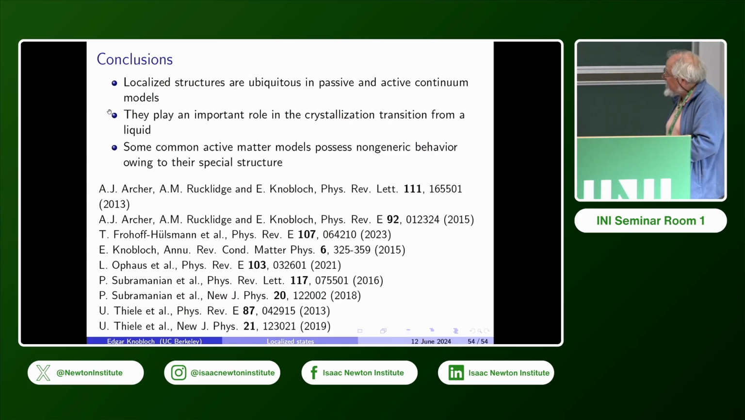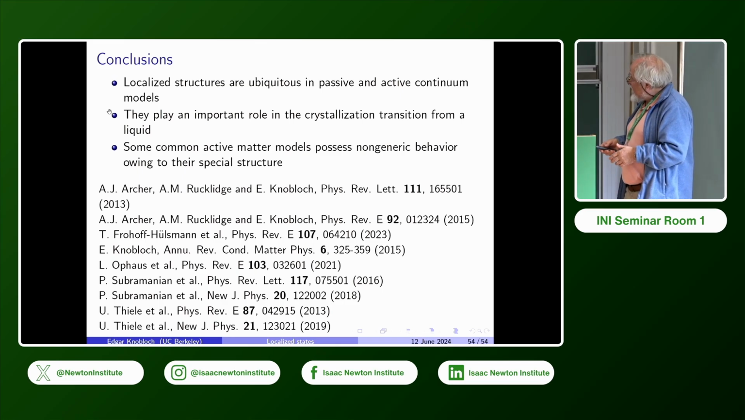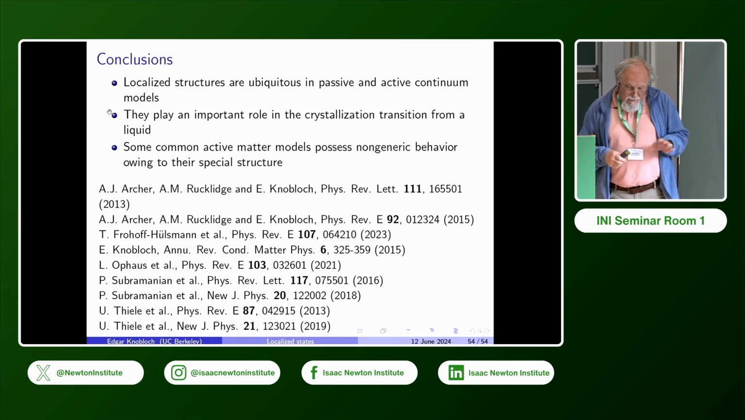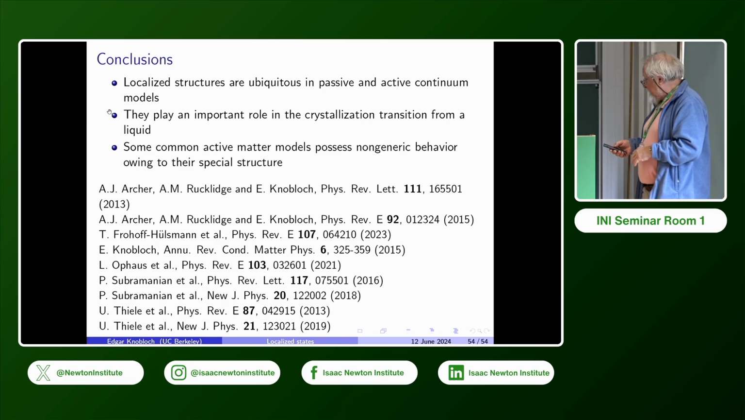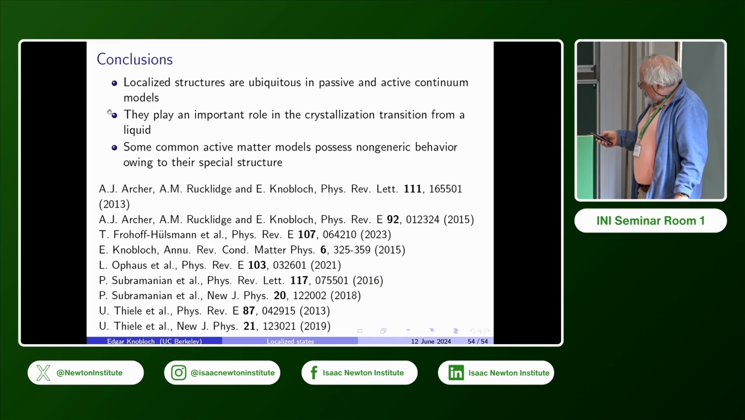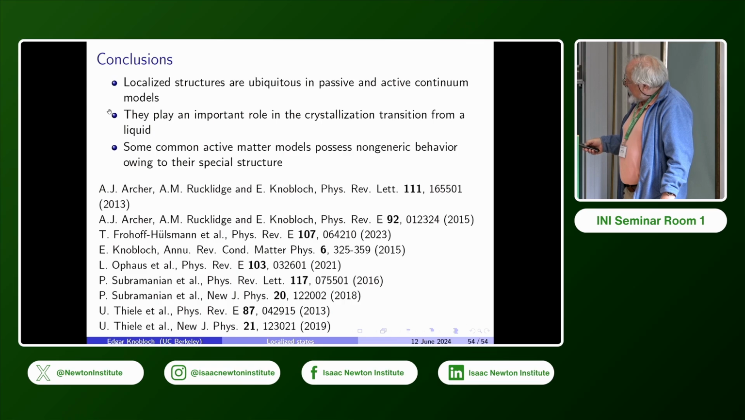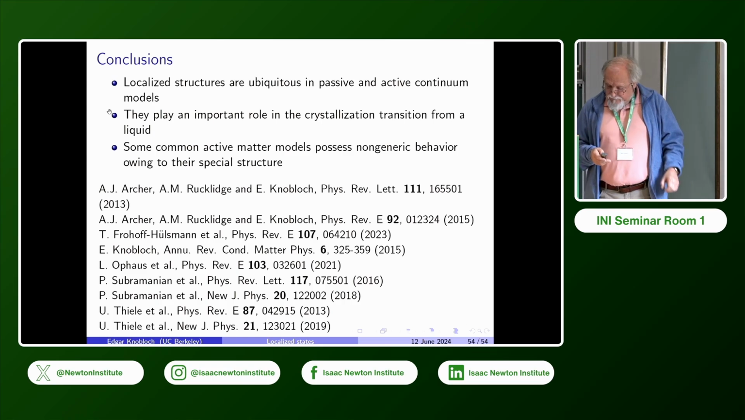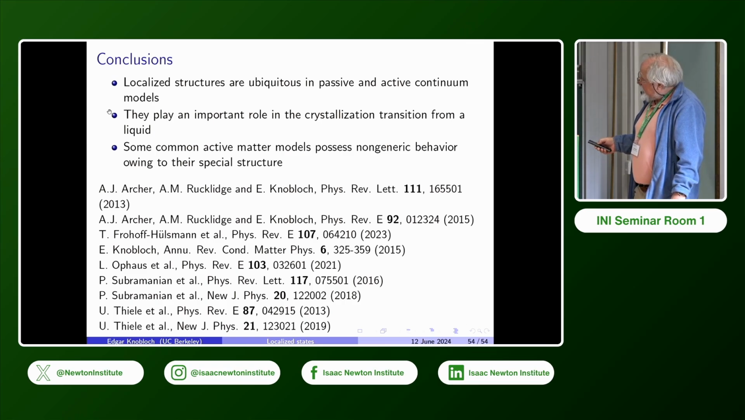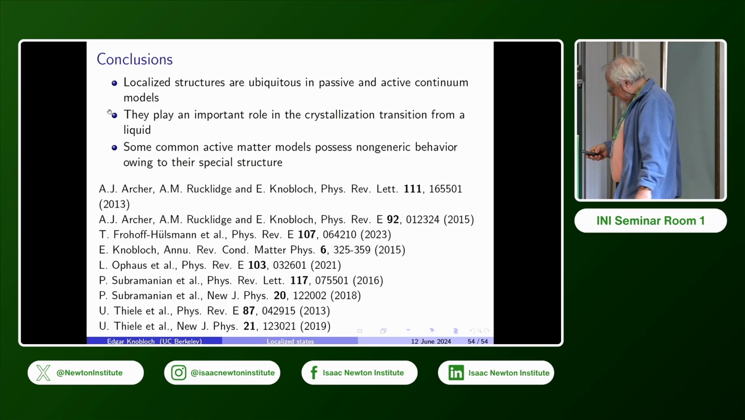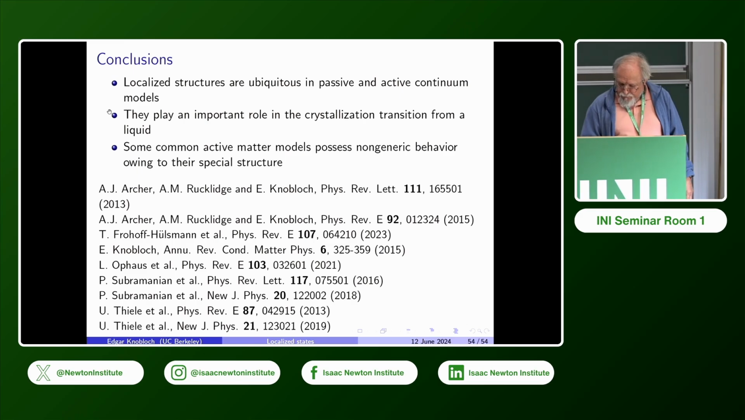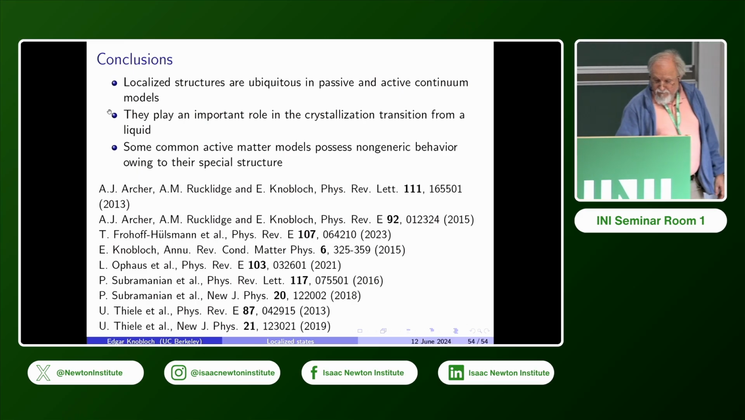So this is my last slide. I've told you a little bit about localized structures in 1D, 2D, 3D, described by systems which I believe are relevant to the topic of this workshop, both in passive and active systems. We've seen how they play an important role in the crystallization transition from a liquid, and then also I pointed out that some active matter models possess this non-generic behavior, which I think should be avoided in constructing models. So, thank you.